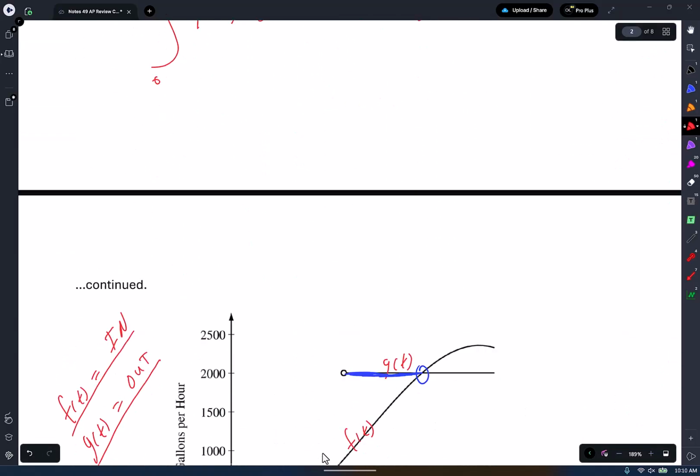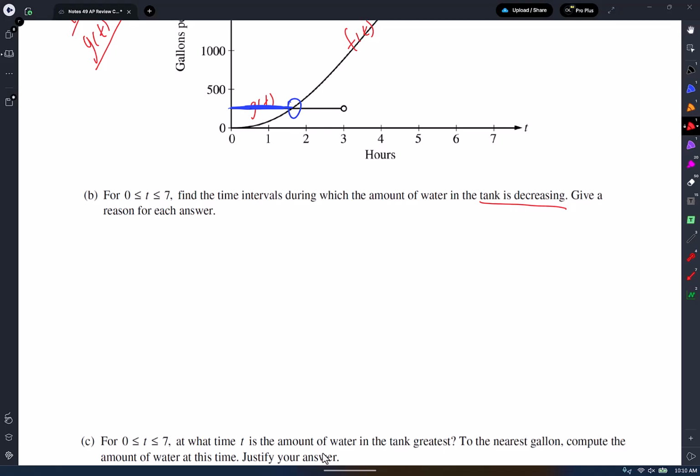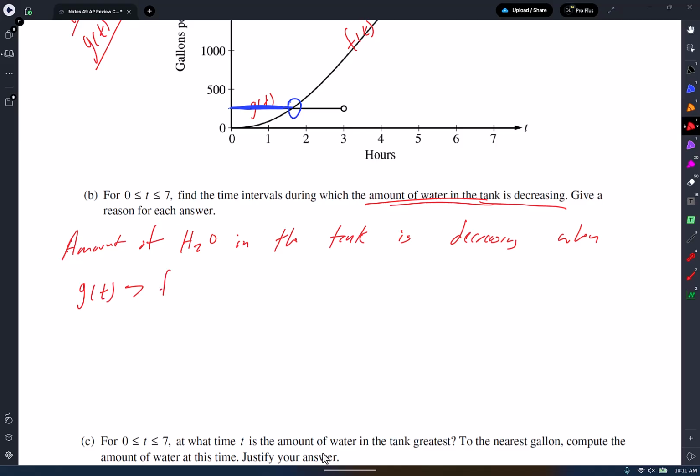So here we go. I'm going to say amount of water in tank. I'm just using the stem of the sentence. Amount of water. I put H2O to let them know that I know chemistry. 2 hydrogens and an oxygen. That's a joke. LOL. Amount of water. I think you could be safe with that, by the way. Amount of water in the tank is decreasing when G of T is greater than F of T. This is how you say G of T is greater than F of T.